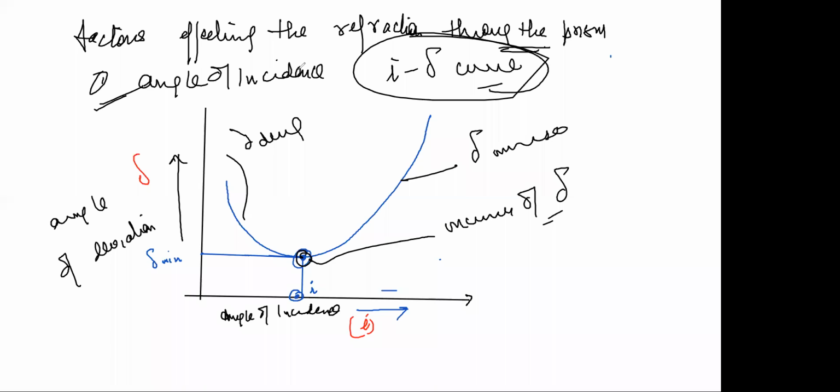Now, one thing is very important here. तो साइड में अपनी बुक में अंडरलाइन करेंगे सब इसको. At the position of delta minimum, जब delta minimum की position होती है, तो angle of incidence is equal to the angle of emergence.